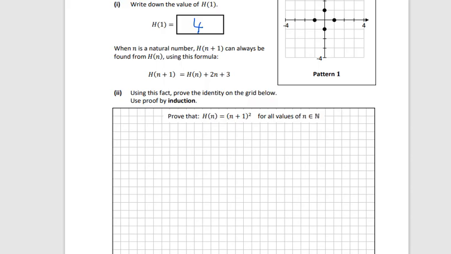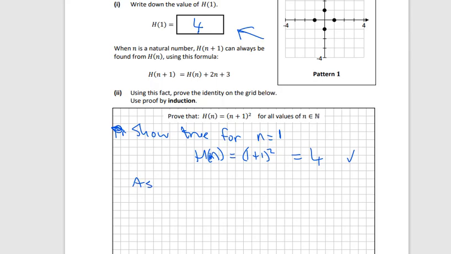The last part. To prove by induction, we're going to show it true for n equals 1. So therefore hn is equal to 1 plus 1 squared. 1 plus 1 is 2, 2 squared is 4. So 4 is right because it gives us the answer that we had for the first bit. So now we're going to assume true for n equals k.